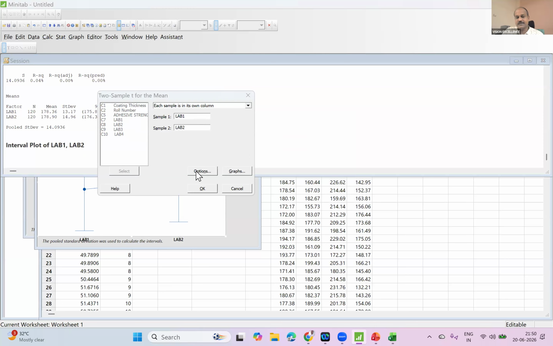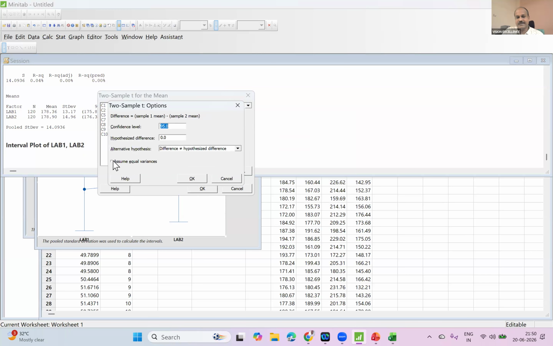Double click. Option. Ensure the equal variance is ticked. Ensure the confidence level is 95. The hypothesized difference: the mean TAT for lab 1 minus the mean TAT for lab 2. If they are equal, the difference will be 0. This is the Minitab way of defining the null hypothesis. So the alternate is, you can say not equal to, you have two options.